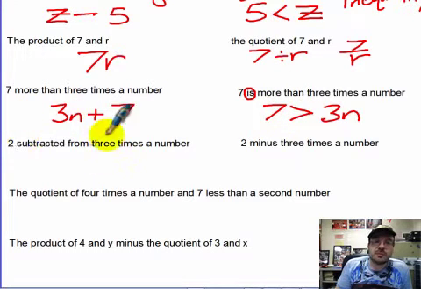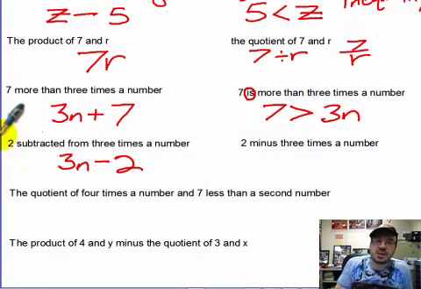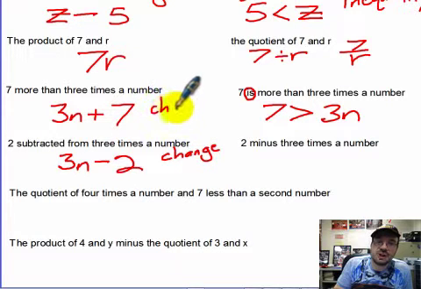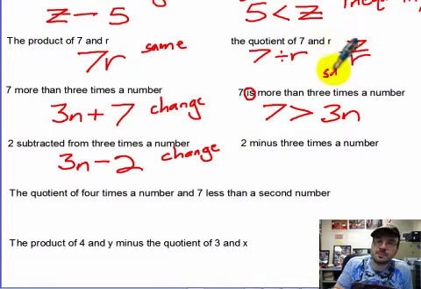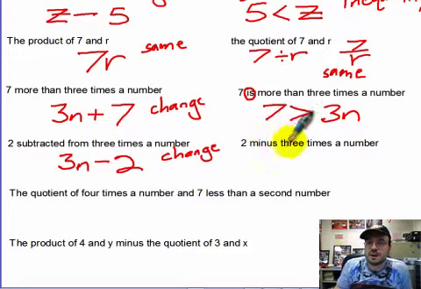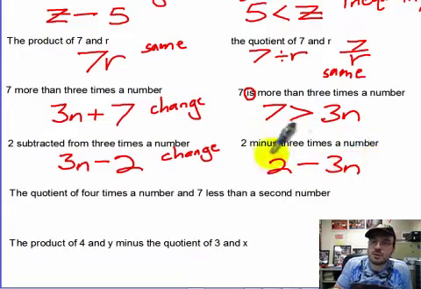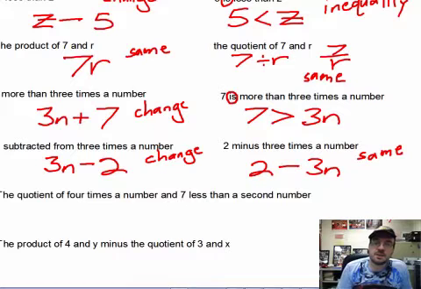Okay, 2 subtracted from 3 times a number. So I have 3 times a number, and from that I'm going to subtract 2. Okay? So 2 subtracted from 3 times a number. And notice the order changed here, and the order changed there, and the order stayed the same for these two. Okay? 2 minus 3 times a number. Notice here the order that we set it in is the same as the order that we write it in.